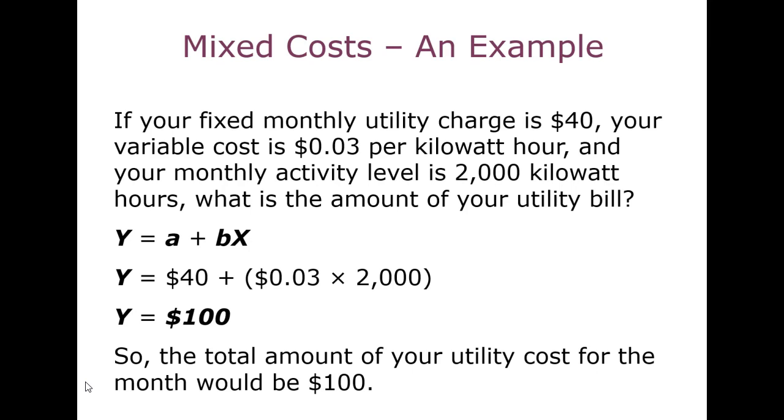Using the formula Y equals A plus BX, let's plug in the numbers. So A, the fixed cost, is $40. We're going to add to that the 3 cents, that's your variable cost per unit, times the number of units, 2,000 kilowatt hours. So multiply all that out and add, and we see that Y equals $100. The total amount of your utility cost for the month would be $100. That is the fixed portion plus the variable portion.